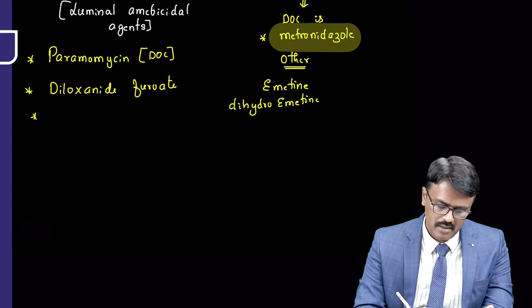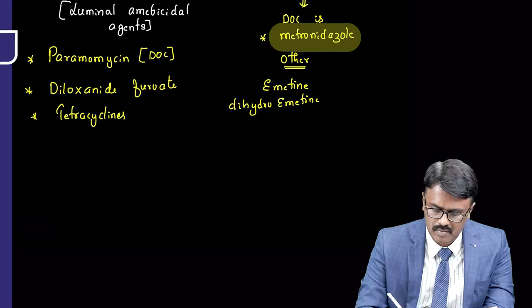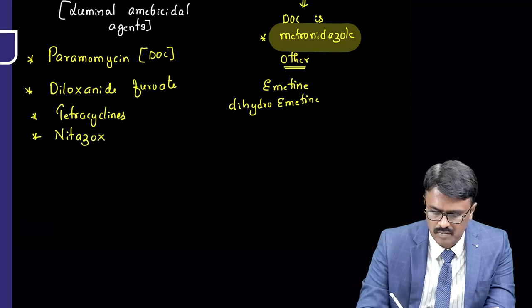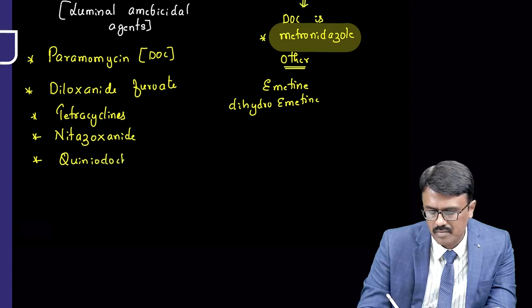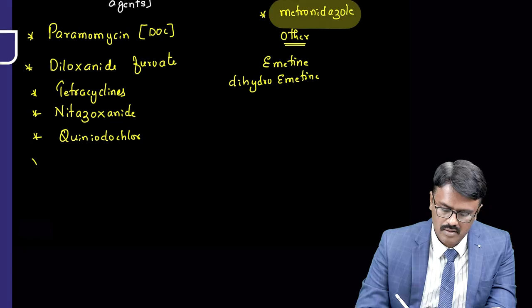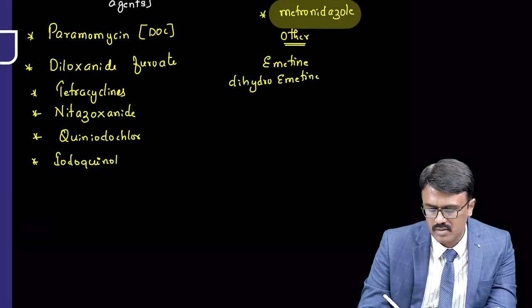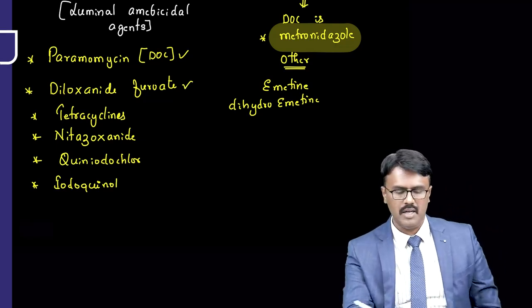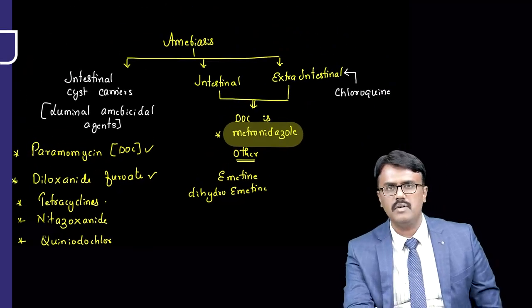Now, is there any other drug? Yes, we can use tetracyclines, then nitazoxanide, then quiniodochlor, then iodoquinol. So these are outdated drugs, but remember mainly paromomycin and diloxanide furoate. Anyhow, you already know tetracycline and nitazoxanide. So these are the drugs we use in the management of amoebiasis.